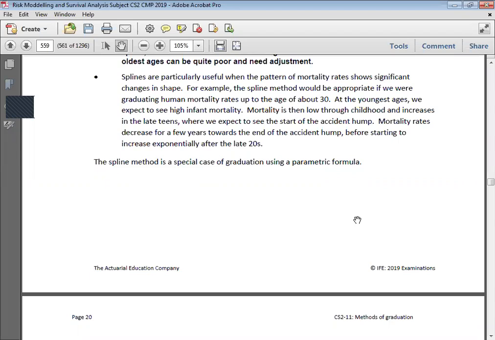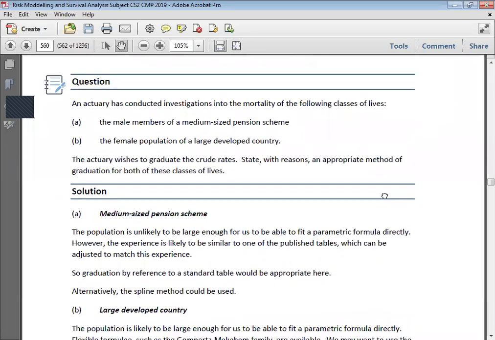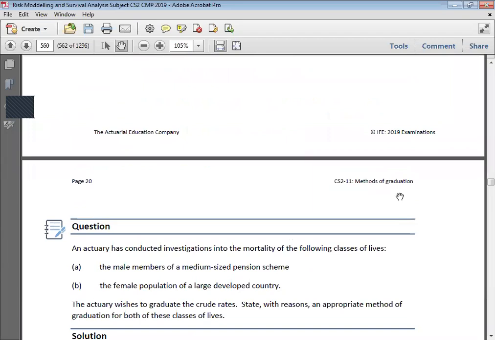So it's like doing it so many times using a parametric formula. So that's it. And this is a nice question. Maybe we should try this.